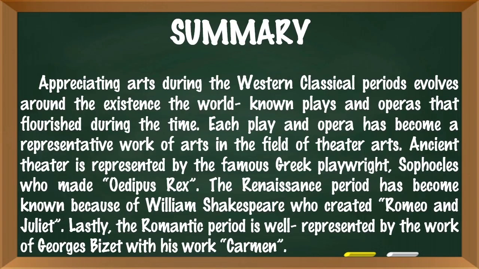To summarize our lesson, appreciating arts during the Western classical periods evolves around the existence of the world-known plays and operas that flourished during the time. Each play and opera has become a representative work of art in the field of theater arts.